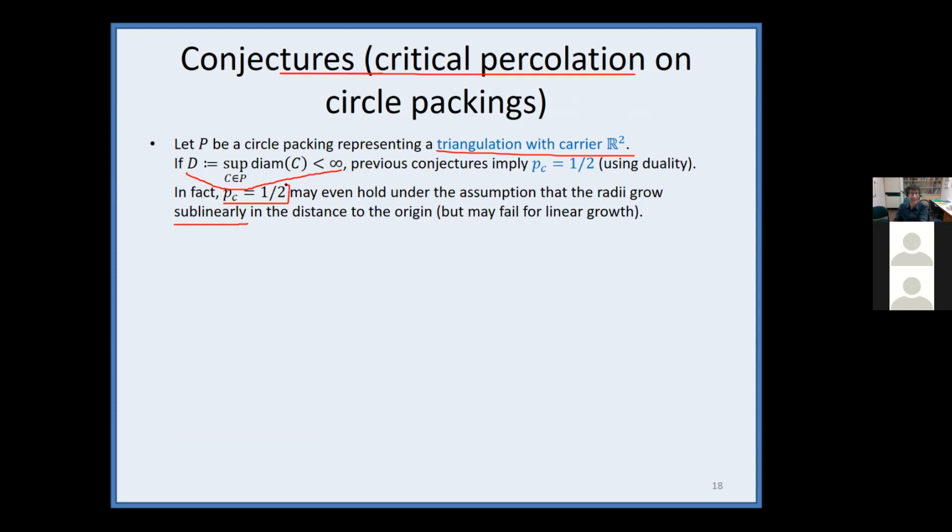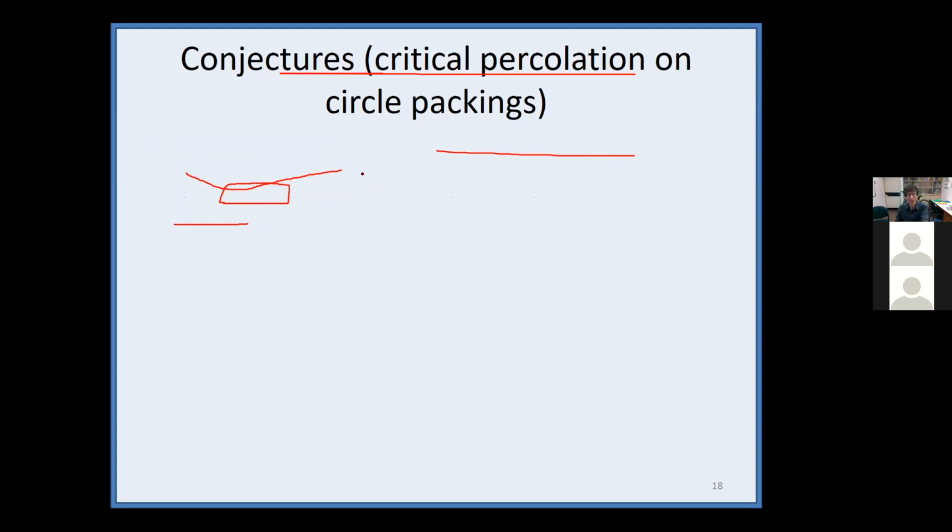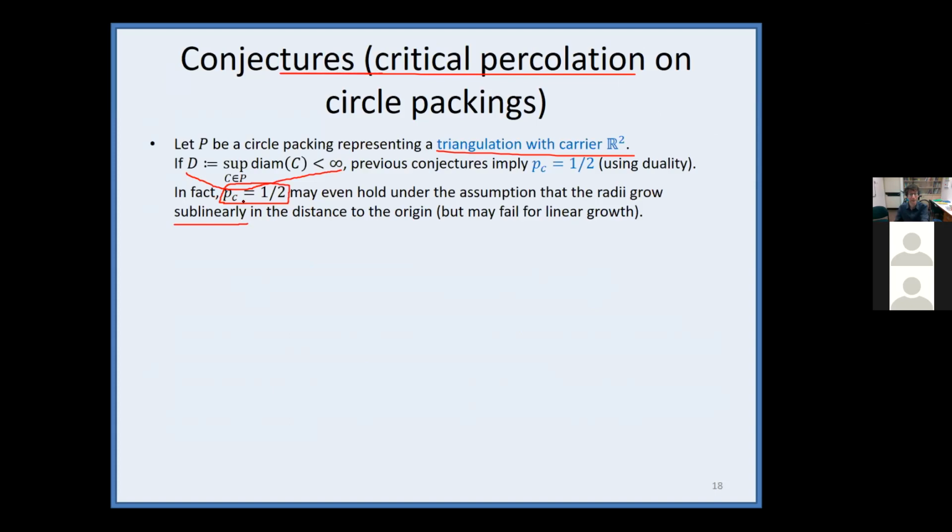is exactly 1/2. So again, we know that p_c is exactly 1/2 for the triangular lattice. That's one example. This is telling us that if you have any triangulation with carrier R² and some restriction on the diameters, then p_c equals 1/2. It's a very broad class of graphs that have p_c exactly 1/2. So if you believe the previous conjectures, then this is an implication. So 1/2 is the critical value for triangulations.